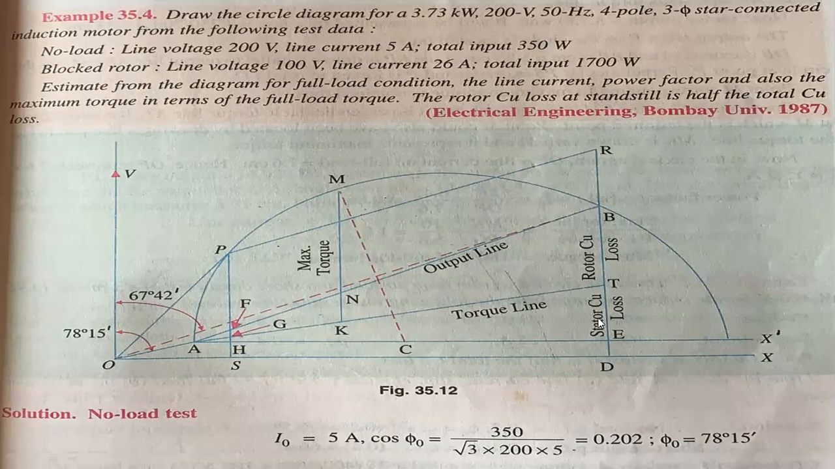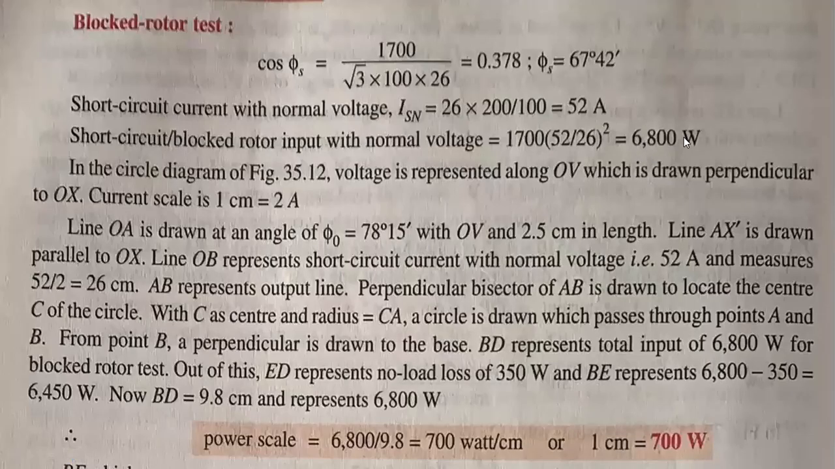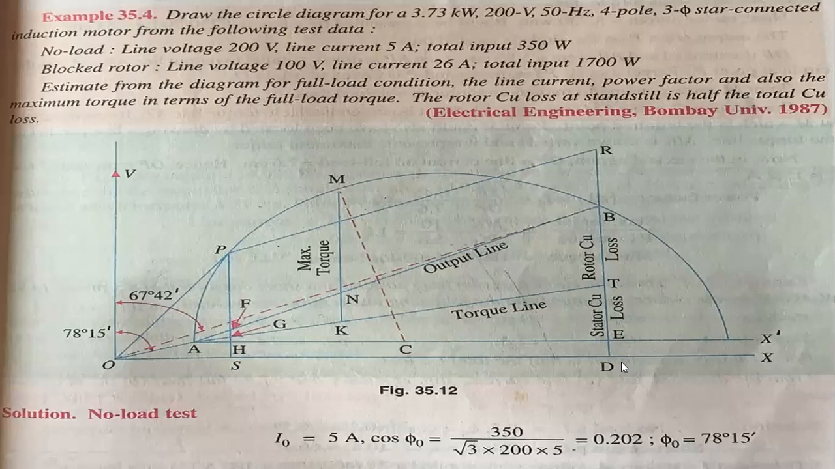Okay, so here BD will be representing the total input of 6,800 watts, what we have calculated. See here, 6,800 watts, we have calculated the rotor input. So this BD will be representing the 6,800 watts. For the blocked rotor test, the total rotor input is 6,800 watts. So out of this BD, you are having points BT, TE and ED. See here, ED will be representing no load losses of 350 watts.